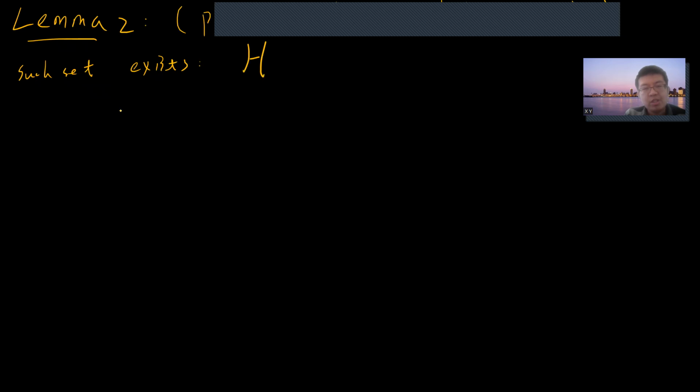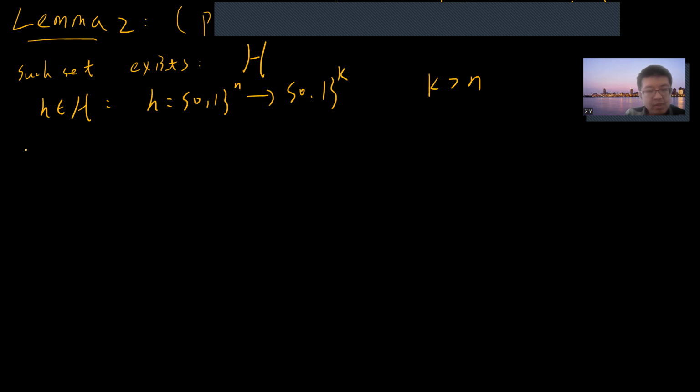Lemma 2 I'm not going to prove in this video because it's a little bit complicated. This is called the pairwise independent hash function. Simply speaking, such a set exists. So what kind of set? You have a set H, and each element h belongs to H. It is a function from the n-bit string to the k-bit string, with k greater than 1.